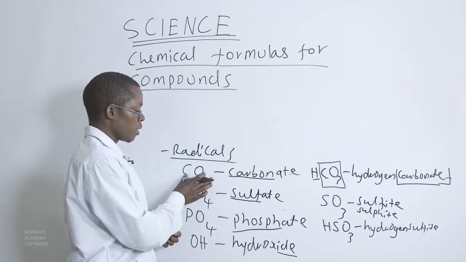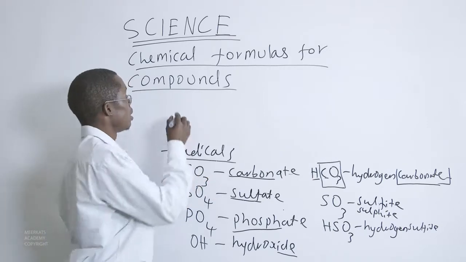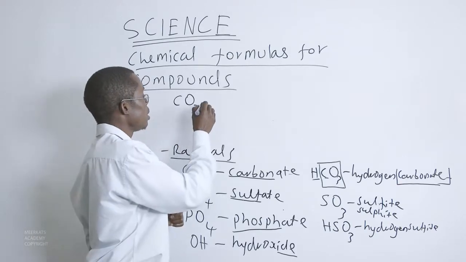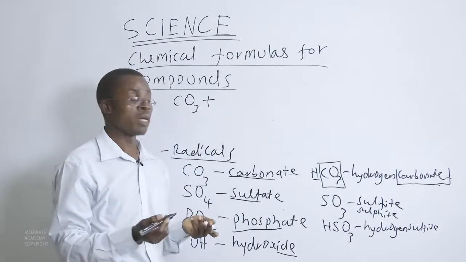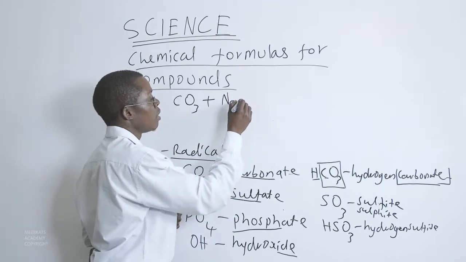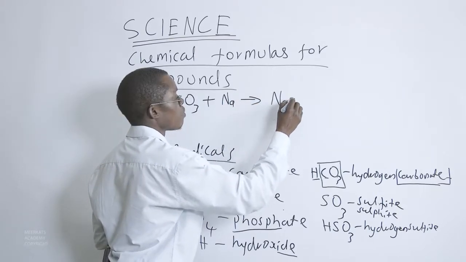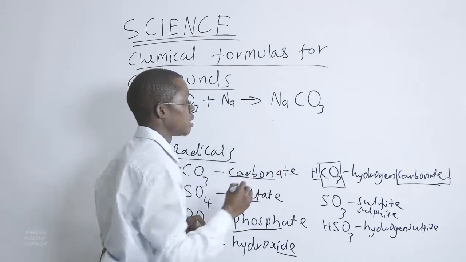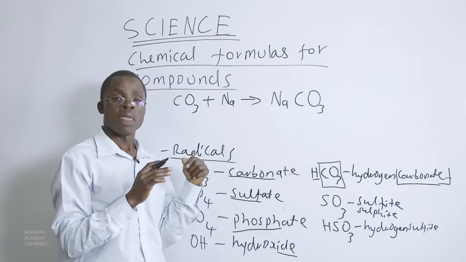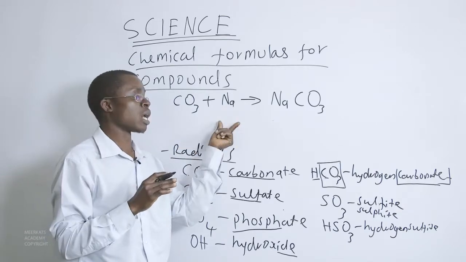Let's start with the first radical, a carbonate, though I did it previously, but we'll start with it. I have a radical by the name carbonate. I combine it with another element, for example sodium, like the case we have just had. We shall have our compound being written as sodium carbonate. This is giving us a direction on what we are supposed to do when it comes to naming.